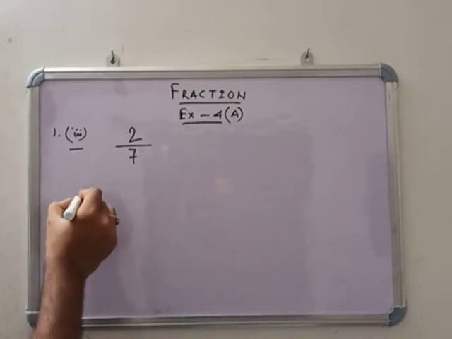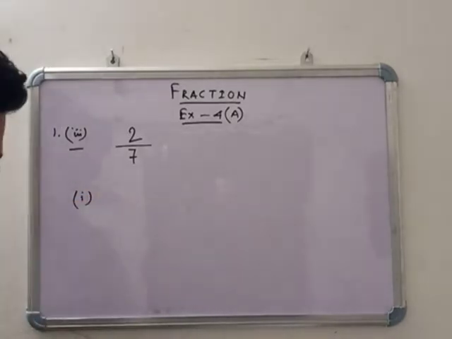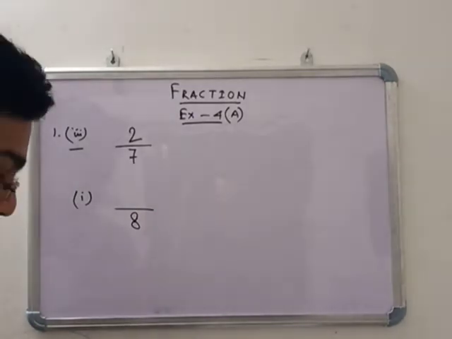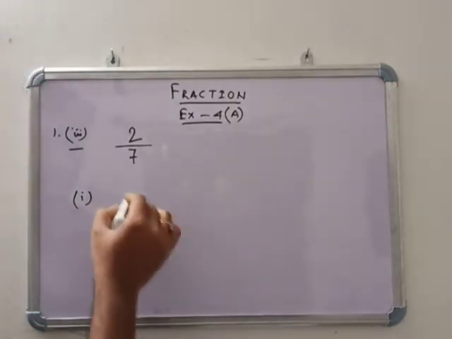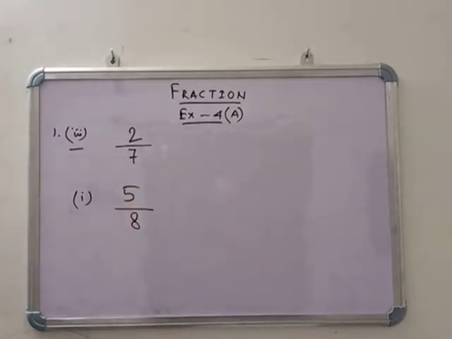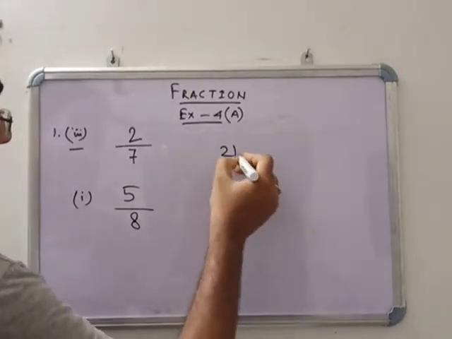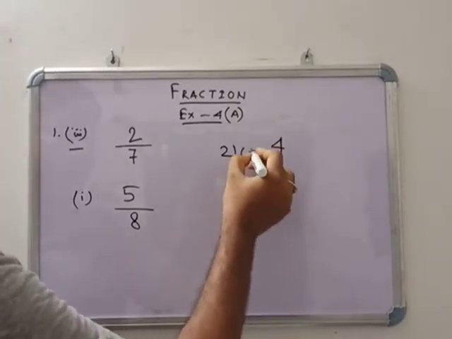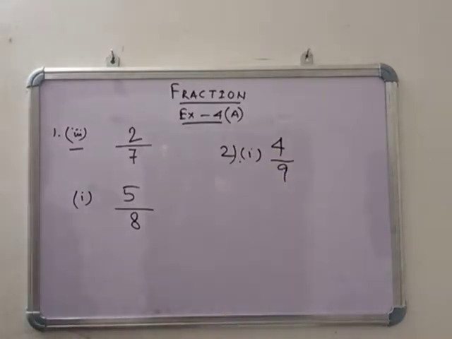Next, in the circle, how many portions are there? 1, 2, 3, 4, 5, 6, 7, 8. So 8 portions are there. And how many portions are shaded? 1, 2, 3, 4, 5. 5 portions are shaded. The fraction is 5 by 8. Now in number 2, 4 parts out of 9 equal parts. So 4 by 9.